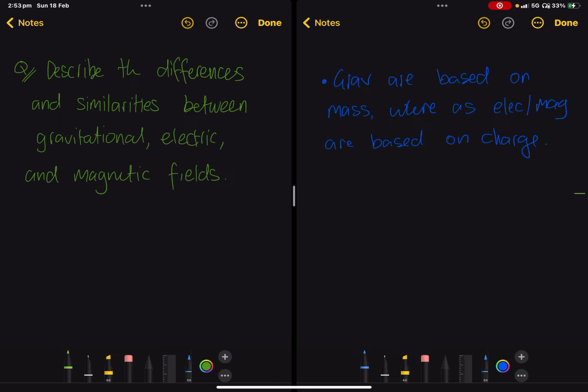Electric fields stationary or moving charge, magnetic fields only moving charge. But nevertheless, the fundamental driver of those fields is charge, whereas the fundamental driver of gravitation is mass. So this is one point we could make.